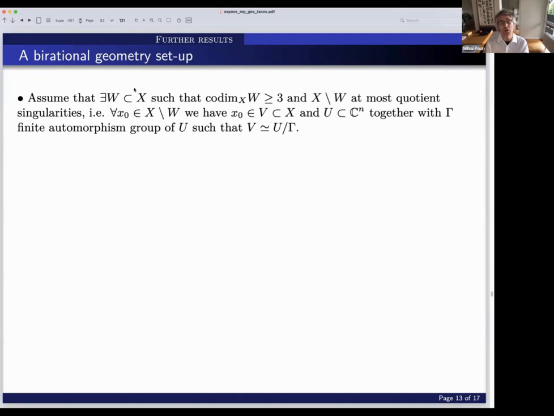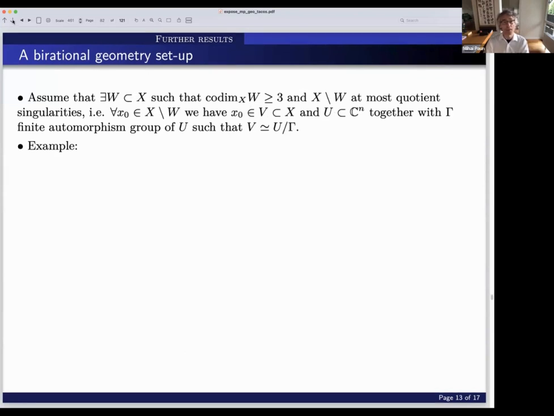to put some more structure on X, not just a normal compact Kähler space. So let's assume that there is a W inside X of codimension at least 3, such that in the complement of this W, we only have quotient singularities. That is to say, for each point in this complement, we can find some open subset which is uniformized by an open set in C^n mod a finite automorphism group, right?